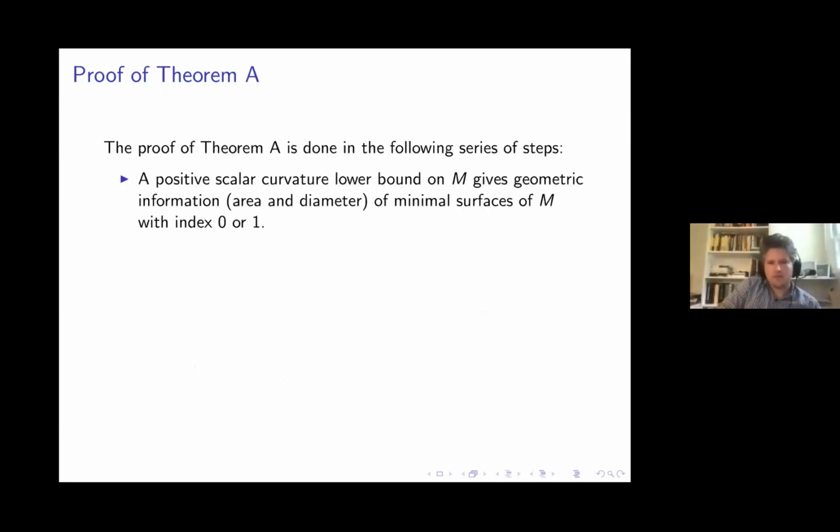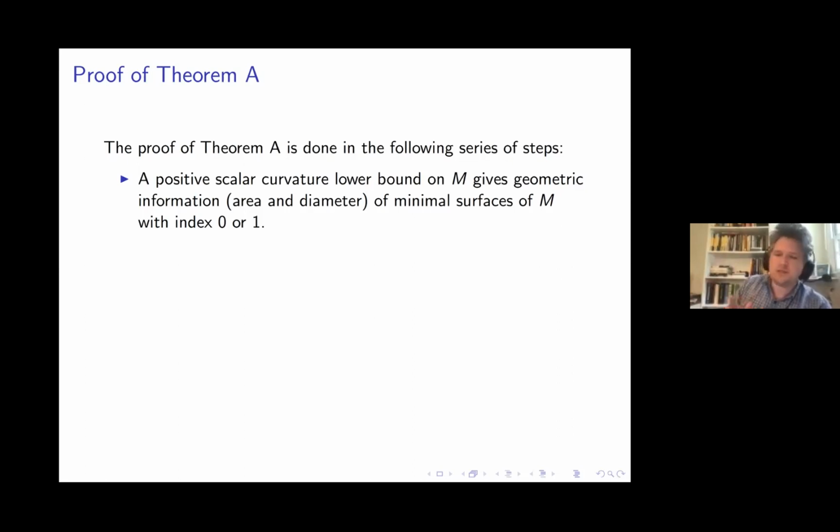Basically, the starting point for us was this observation that whenever I have a positive lower bound on the scalar curvature of the manifold, I get geometric smallness in terms of area and diameter of certain special types of minimal surfaces. In other words, surfaces of index 0, which are the stable ones, and surfaces of index 1. What is a minimal surface of index 1? Well, that's basically a surface that is not stable. So in other words, there are directions where you can make the area smaller, right?